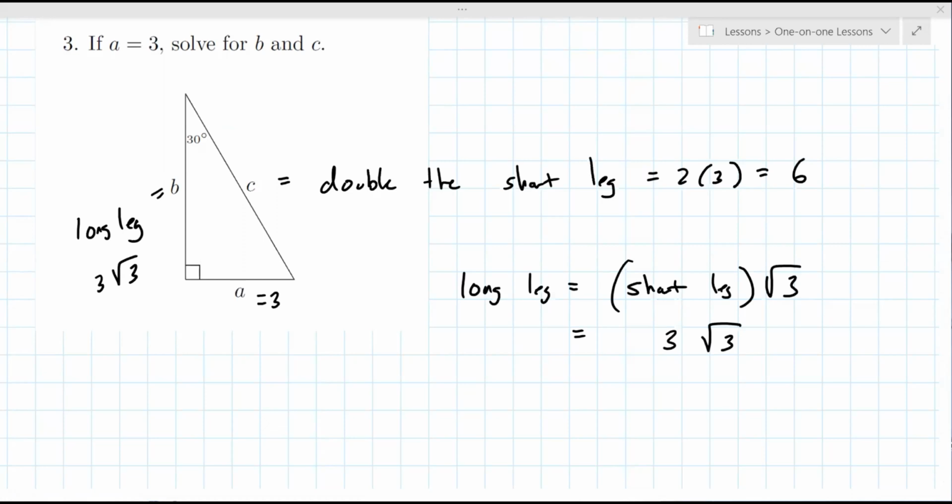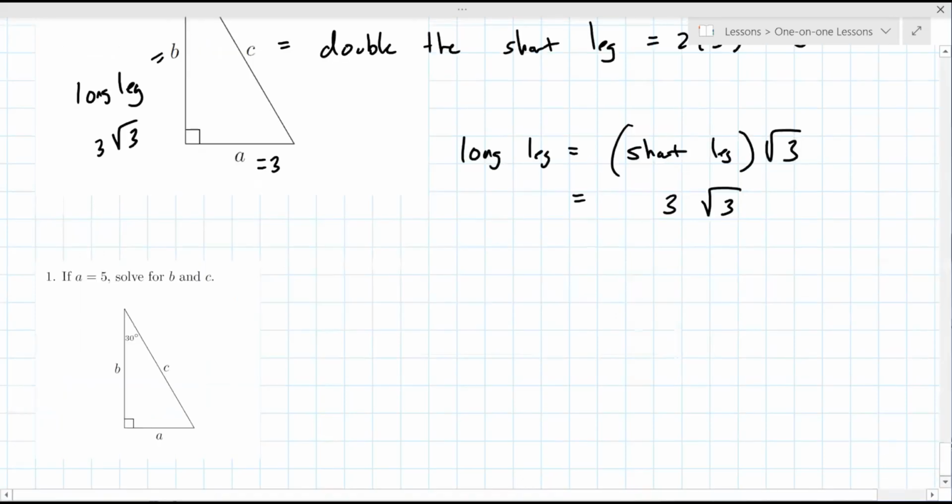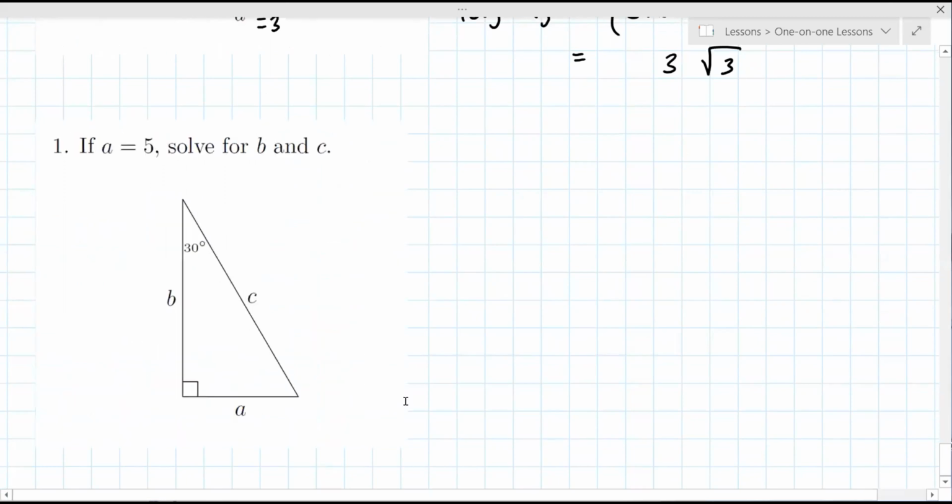All right, so let's do another one here. Again, which side of the triangle are they giving you? Long leg, short leg, or the hypotenuse? Short leg. Short leg is 5. The hypotenuse is double the short leg. So what is the hypotenuse? 10. And then the long leg is the short leg times the square root of 3. So that's 5 square root 3.